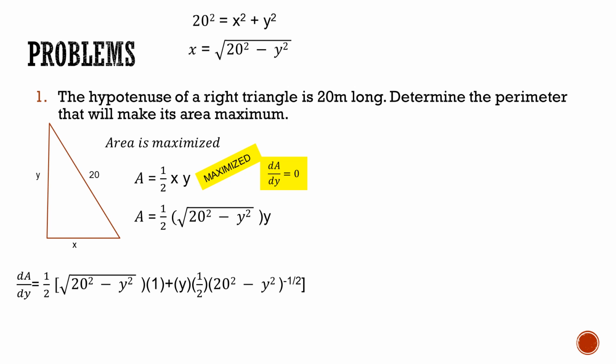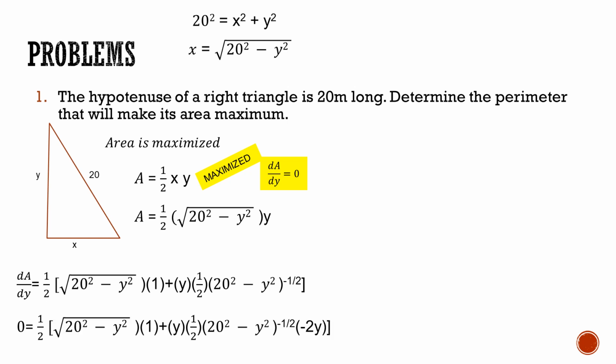And then differentiate the inner term. Okay. So, differentiate the inner term. It should be included here in the first line, right? It should have negative 2y because we differentiate 20 squared minus y squared. 20 squared is actually a constant, so its derivative is 0. So, the differential of y squared is negative 2y. So, by chain rule, that is why there is negative 2y here at the end of the equation. So, we equate that to 0.